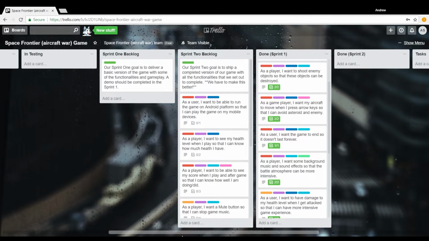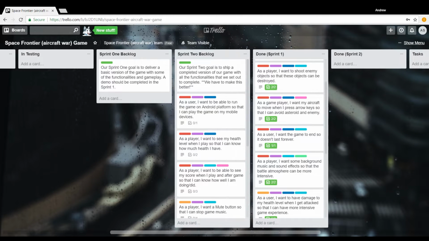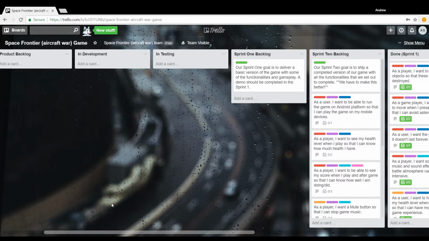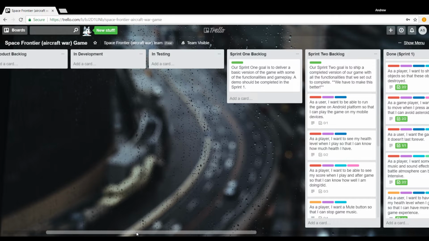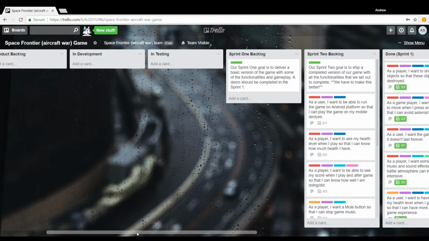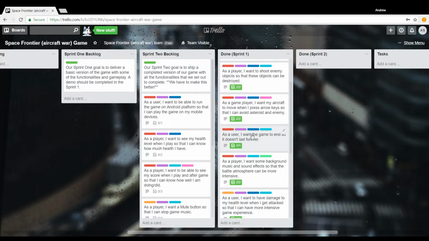In terms of progression for the Sprint 1 backlog, we started with placing what needed to be done in the development card, which is just over here, and that bounced around to testing and back to development and testing and back to development. This was because as soon as we were done with development, we went and tested it, and if the tests weren't satisfactory, we would put it back into development until we were happy enough to put it in the done and Sprint 1 card.